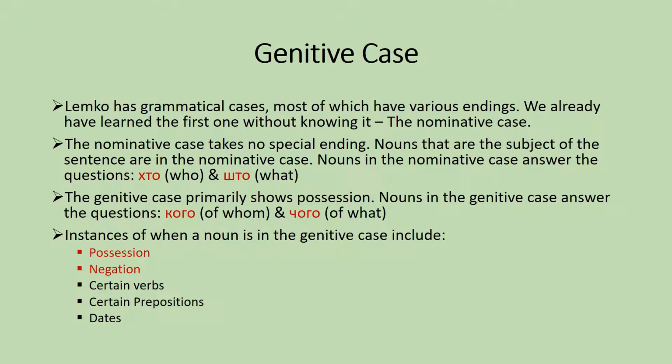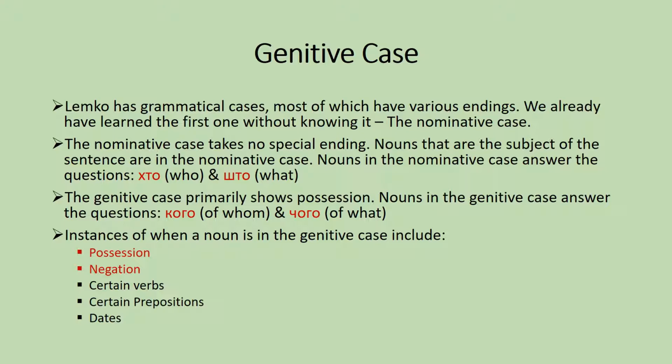Genitive case. Lemko has grammatical cases, most of which have various endings. We already learned the first one without knowing it, the nominative case. The nominative case takes no special ending. Nouns that are the subject of the sentence are in the nominative case. Nouns in the nominative case answer the questions хто, who, and что, what.